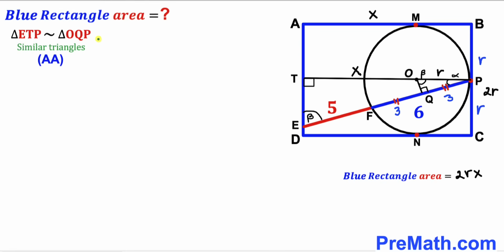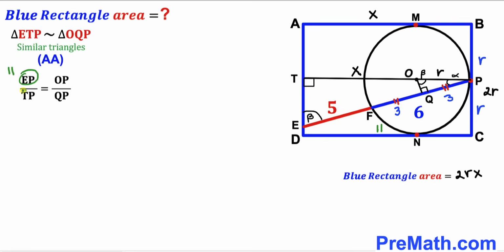Since these two triangles are similar, we are going to have a proportion. In other words, the ratio of the side lengths EP and TP is going to be equal to the ratio of the side lengths OP and QP. Now let's focus on this segment EP length. We can see this whole EP length is going to be 5 plus 6, which gives us 11 units. So this EP length is 11.